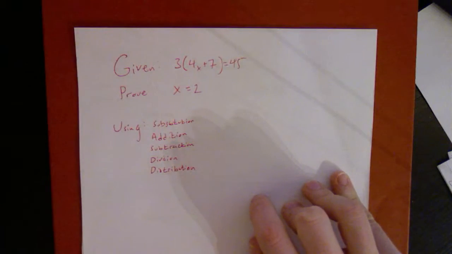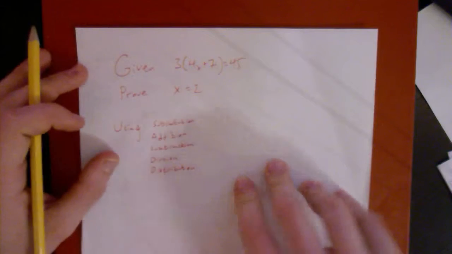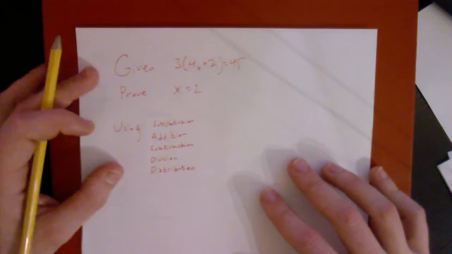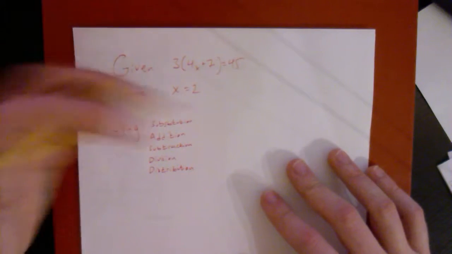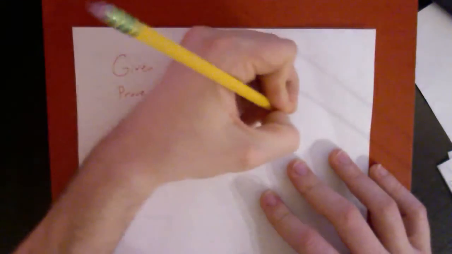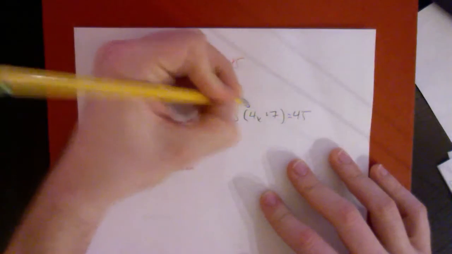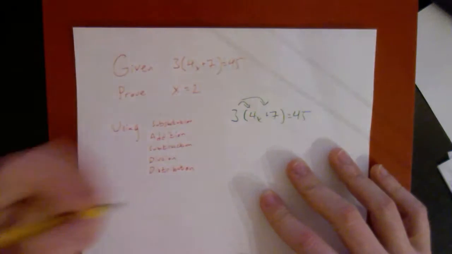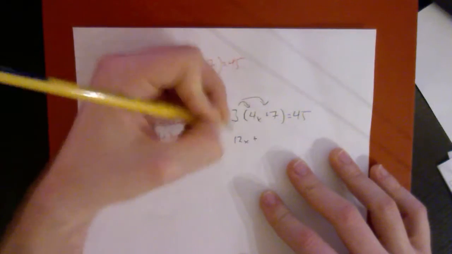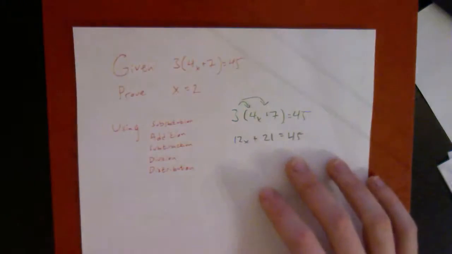Now, the way I would go about doing this problem is before I start anything, I would just be like, okay, let me solve for this. And if x ends up being equal to 2, it works out. So I'll start solving for it. 3 times 4x plus 7 equals 45. I'll start by distributing that 3 in there. I get 12x plus 21 equals 45.